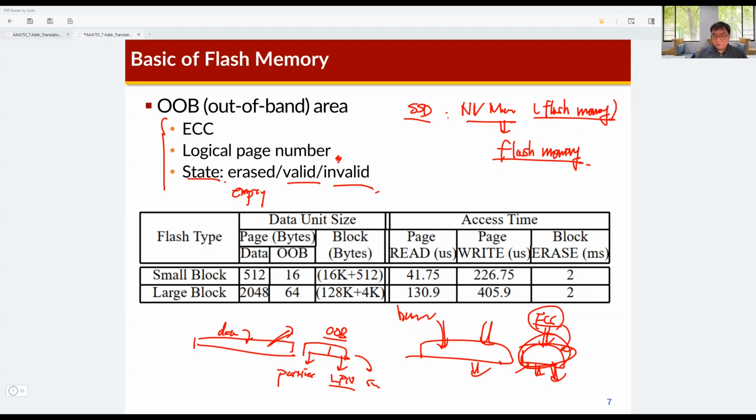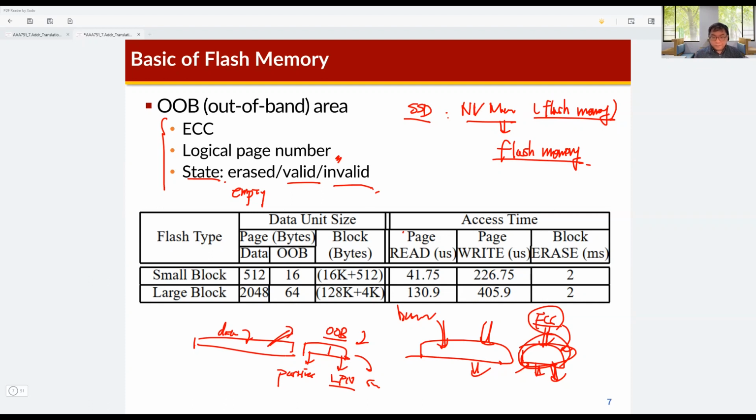So this state is also written to the out of band area of the flash memory. So even though the power is lost in the SSD, this information is already stored in the non-volatile memory, the flash memory, and then during the start phase, the restart operation, this information is regenerated from the out of band memory.